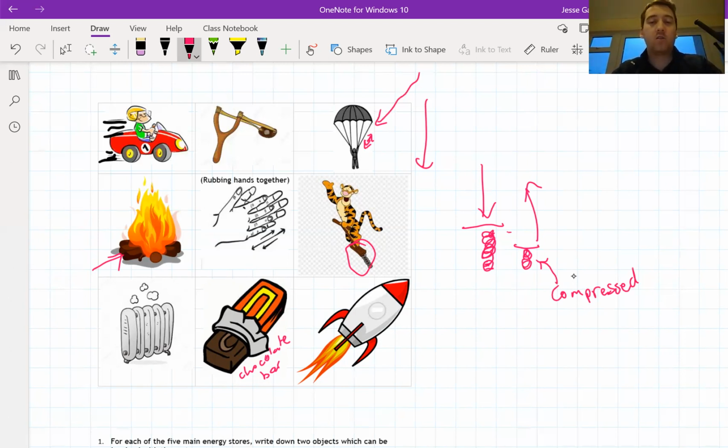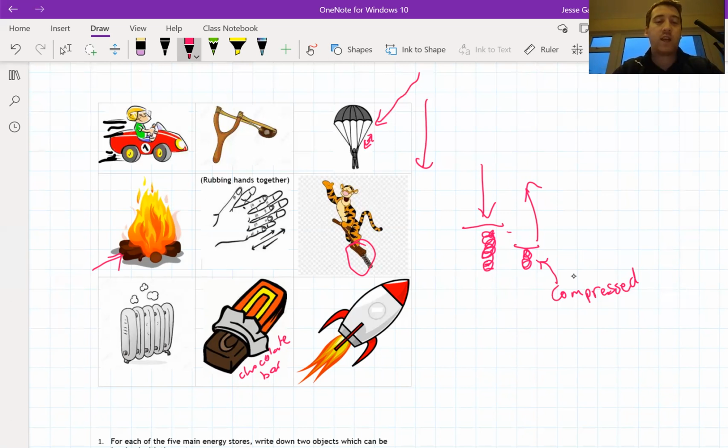But Tigger is also going to be bouncing up and down. So we would also have the gravitational energy store, because he's being lifted off the ground or pushed off the ground. And he's moving. So we've also got the kinetic energy store. So well done if you've got those. But I would say the main one is the elastic energy store. And then we have the kinetic and the gravitational.